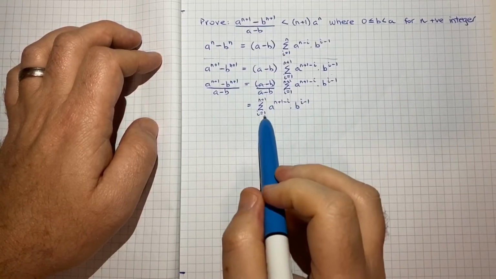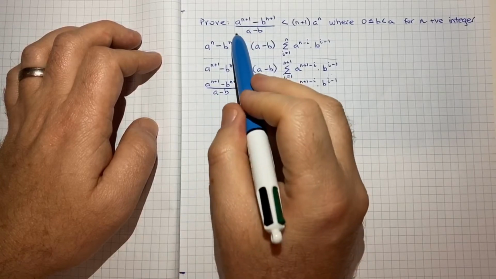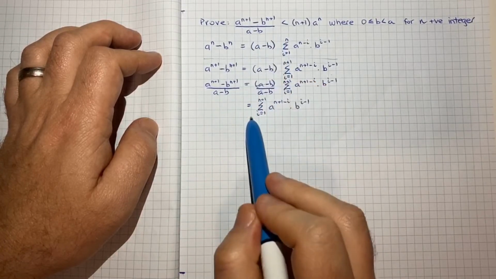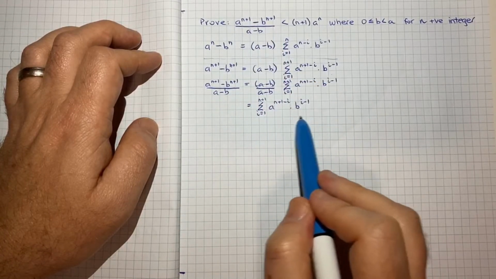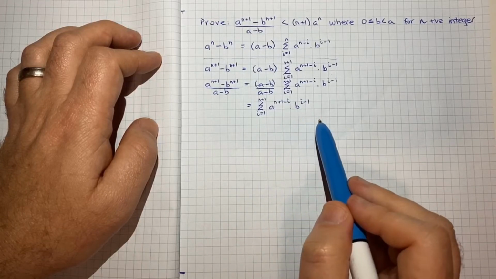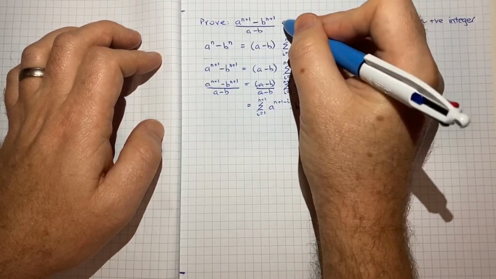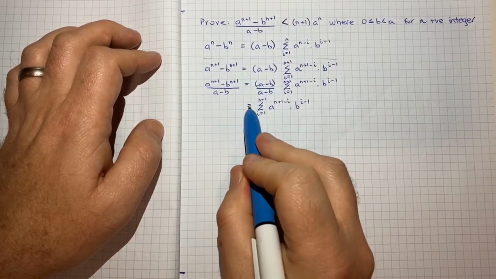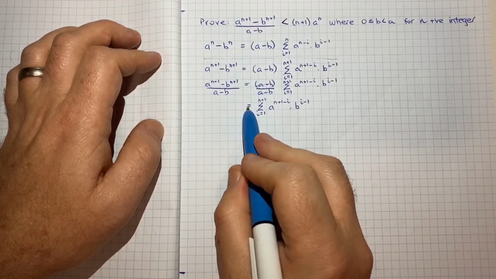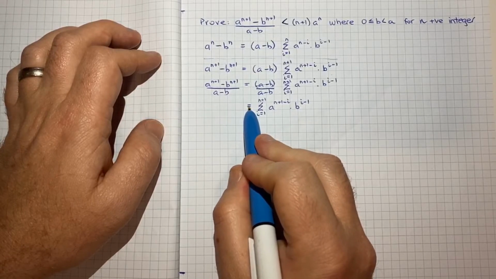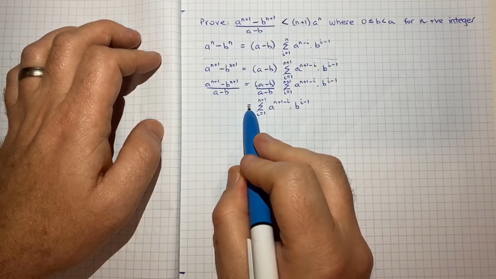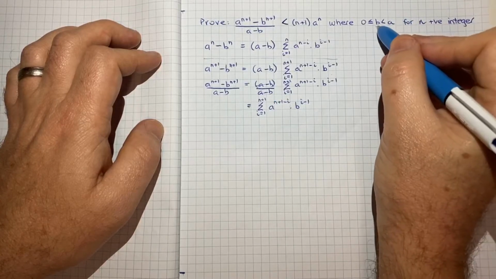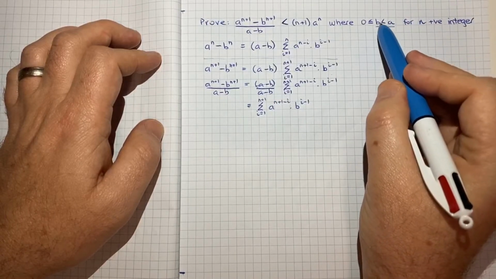So we've made some good progress here. We've got our left-hand side being equal to something that could prove to be quite useful. But notice we're dealing with an inequality here. So the next thing we need to think about is how we can convert this equal sign into an inequality. The way we can do that is to make use of what we're told, which is that b is less than a.